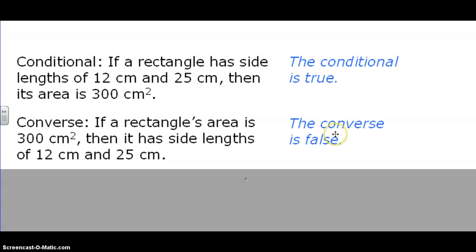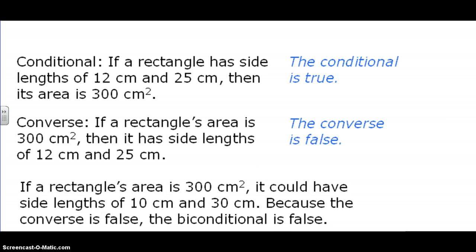No. You could have side lengths of, let's say, 10 and 30, right? You would still have the area of 300, so this converse is false. The conditional is true, the converse is false, so the biconditional is false, right? Both would be true in order for the biconditional to be true.